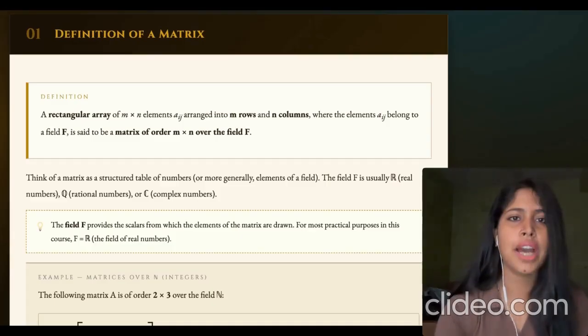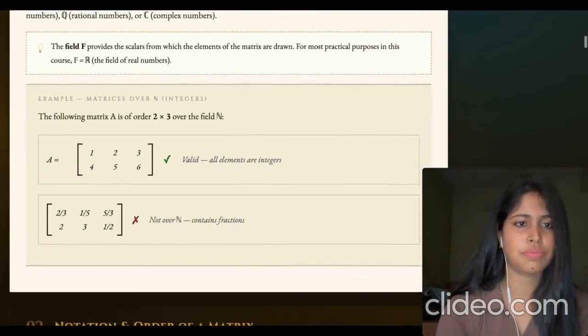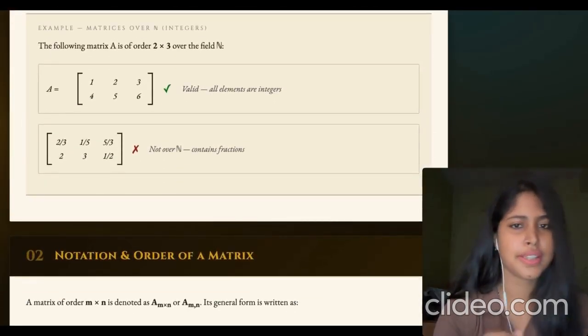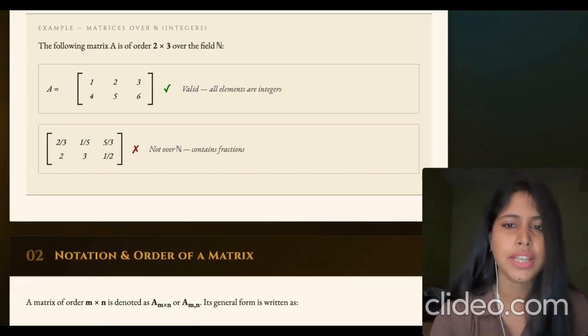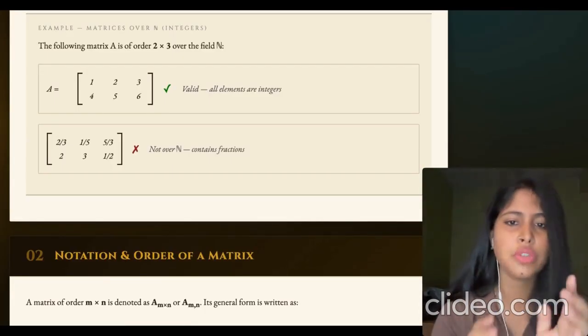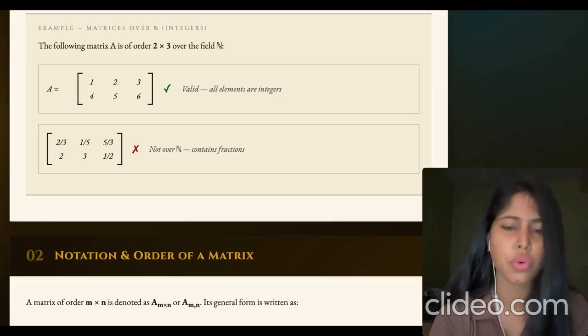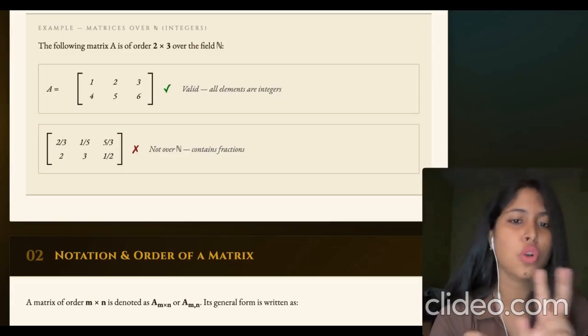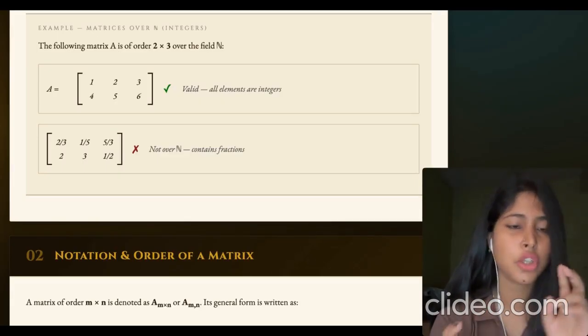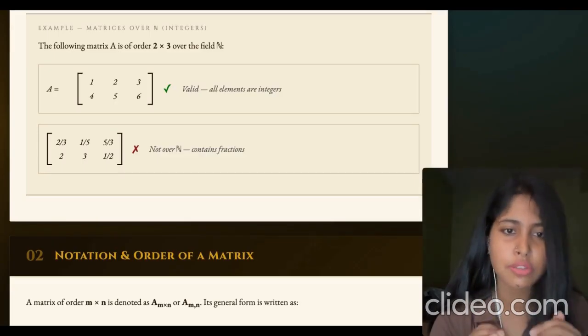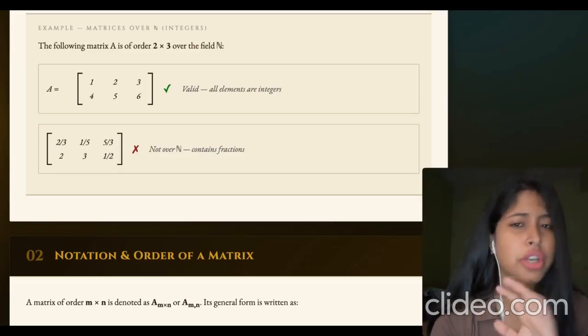Now here I have an example. Follow this example. What am I trying to say here? In the first row it is 1, 2 and 3. The second row is 4, 5 and 6. This is a 2 cross 3 matrix. Why? Because there are 2 rows and 3 columns, over the field of integers. This is very beautiful, right?